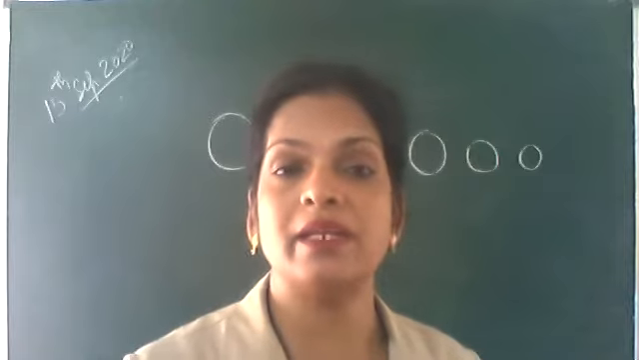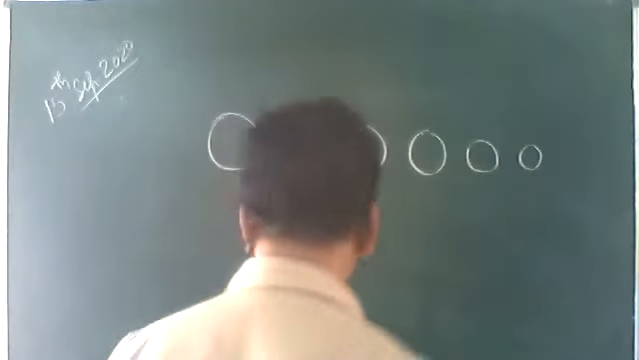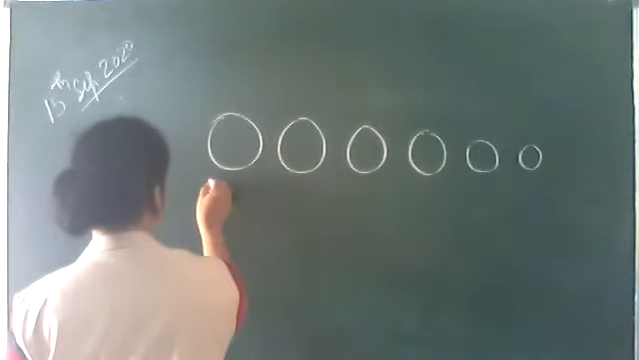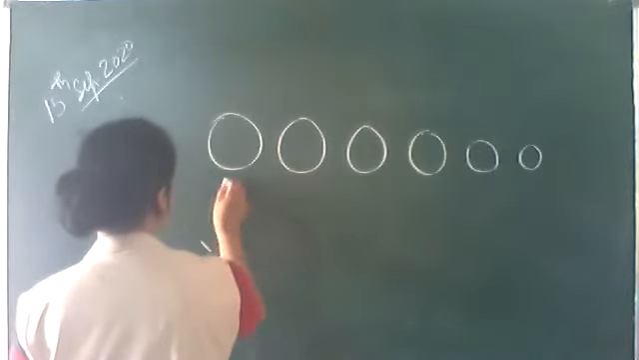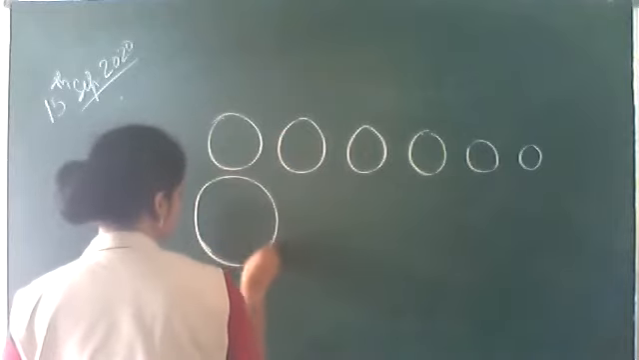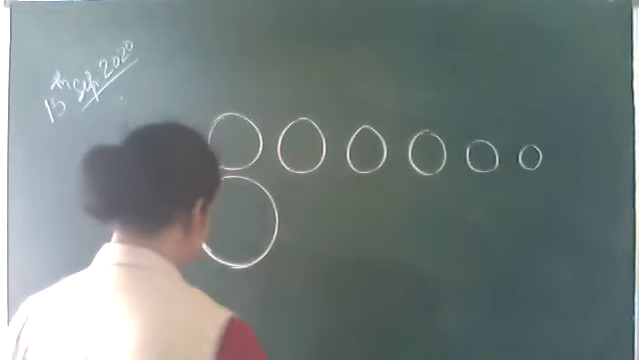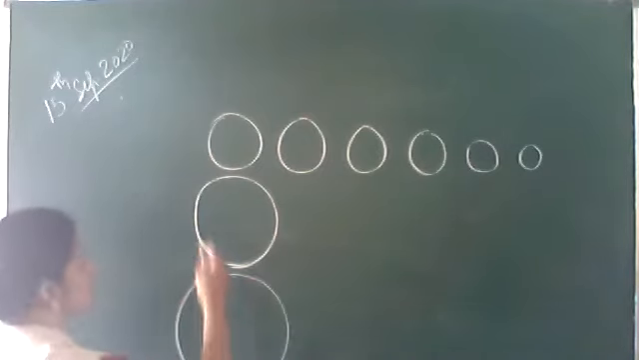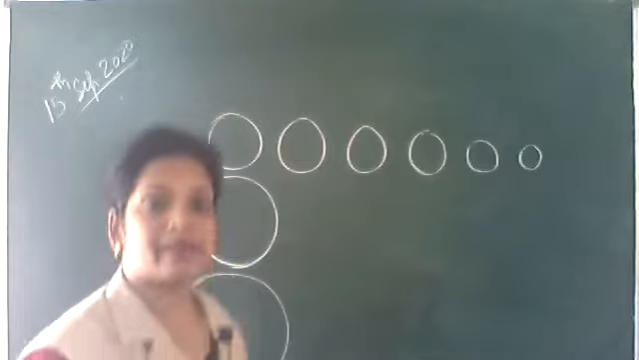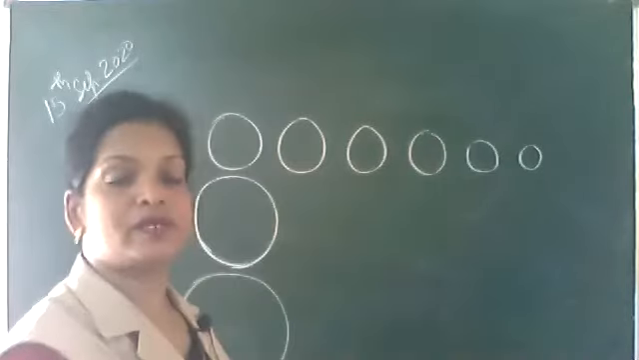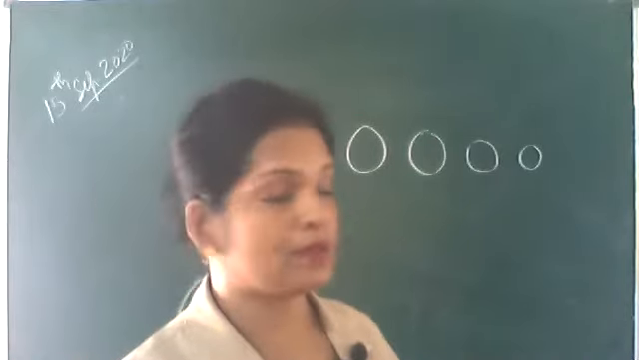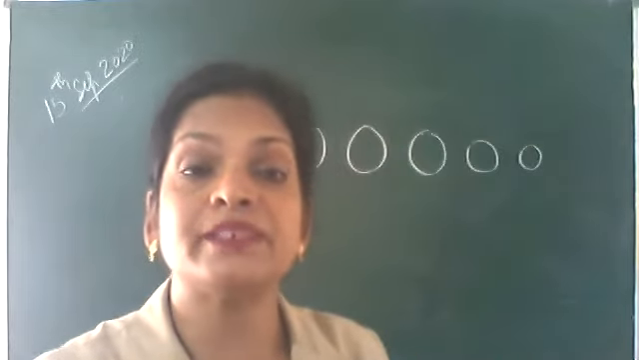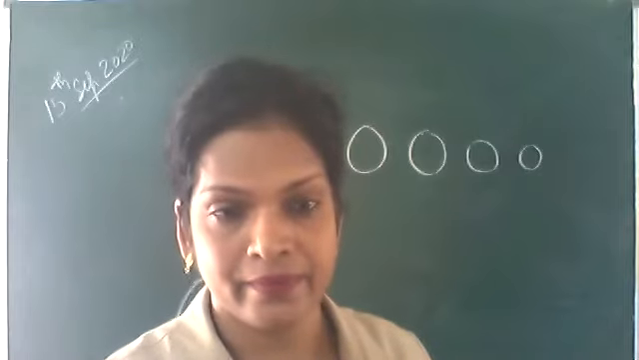What about the atomic radius in a group? In a group, the shells are increasing. So the size is increasing. Number of shells increasing. So the size is increasing. So in a group, atomic radius is increasing. Downwards, the atomic radius is increasing, the size is increasing. Why? Because new shells are getting added.